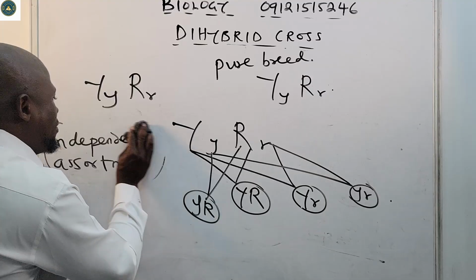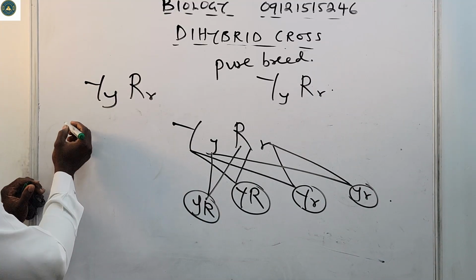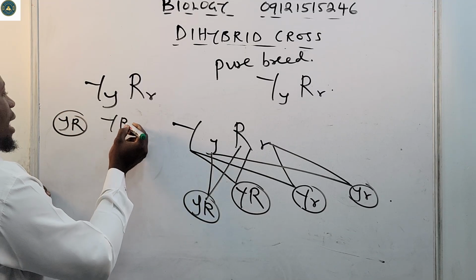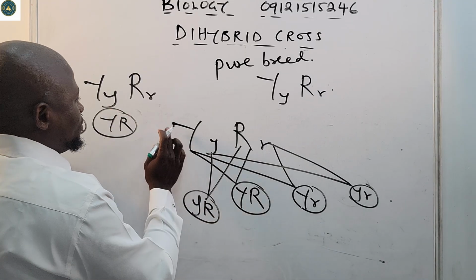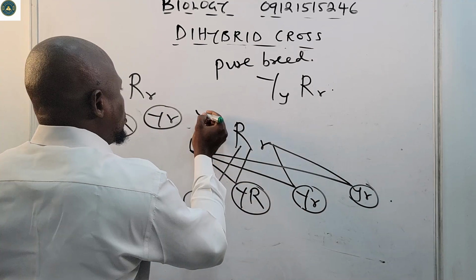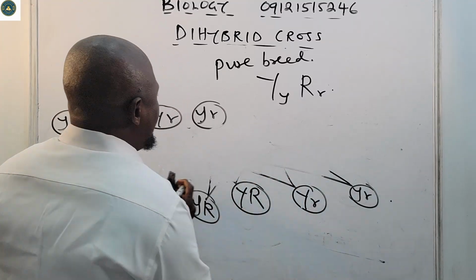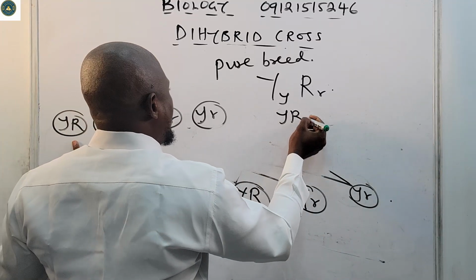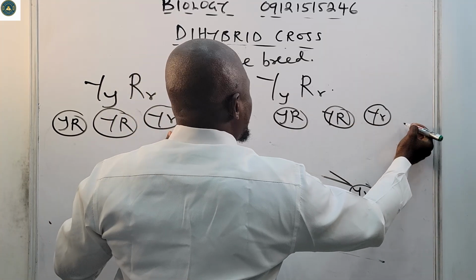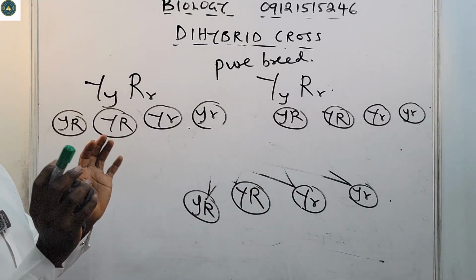But let's also look at our gametes. So now we have gotten our gametes. That means our gametes here will be capital Y, capital R, and so on: Y, R, Y, R, Y, R, Y, R. So now we are able to get our gametes.